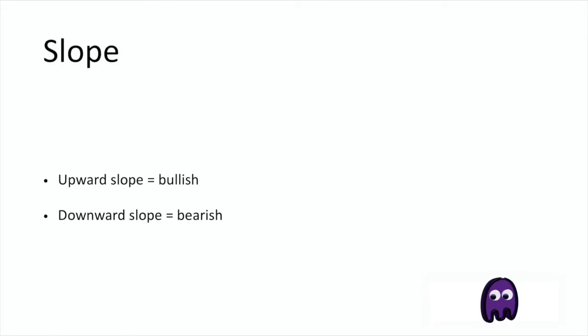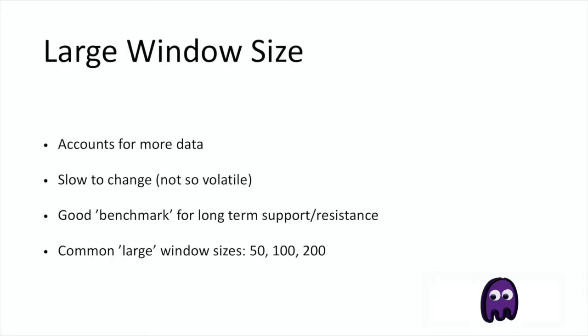The slope upward is considered bullish, downward is considered bearish. A larger window size accounts for more data. This is slow to change, so not so volatile, and can be a good measurement or a benchmark for long-term support and resistance. Typical window sizes are 50, 100, and 200.